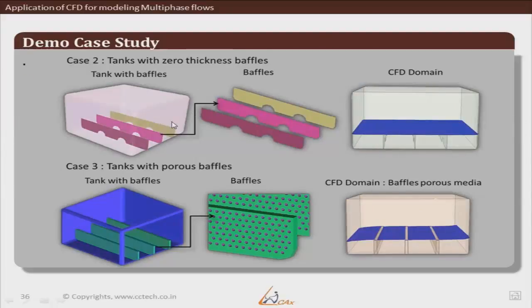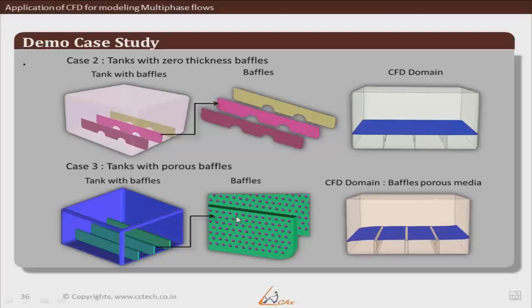So this is the distinguishing factor between these geometries that were used. In the first case we have just a tank without any baffles, but in the second case we are selecting 3 baffles with semicircular holes, 2 in each of the baffles. And in the third case, these baffles have an array of holes.